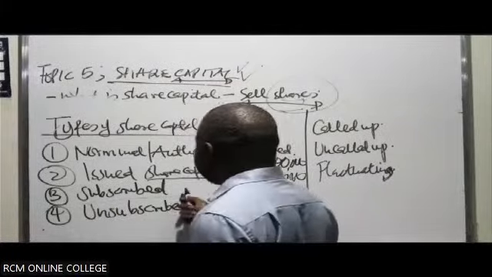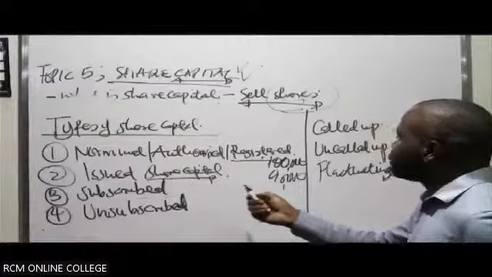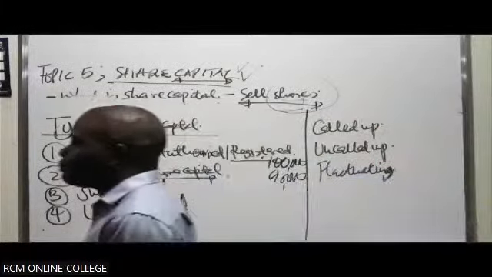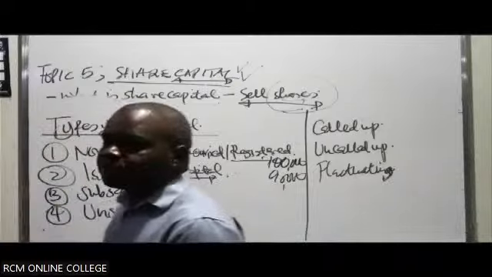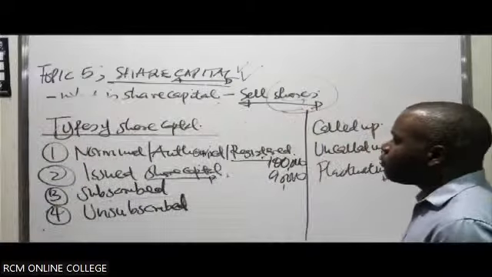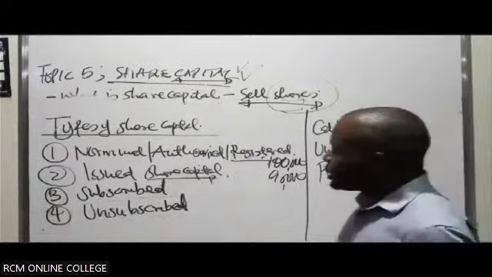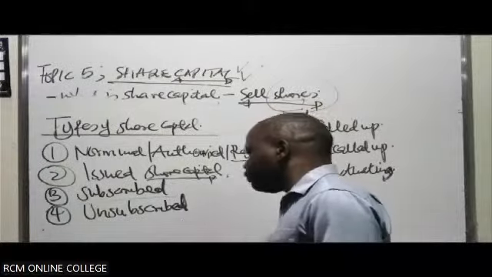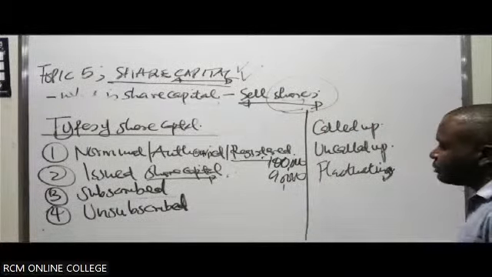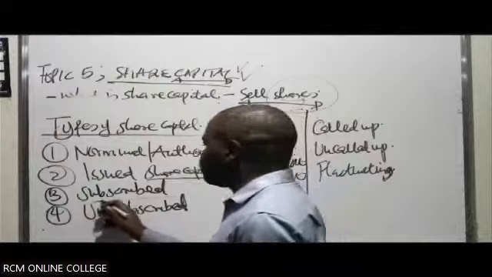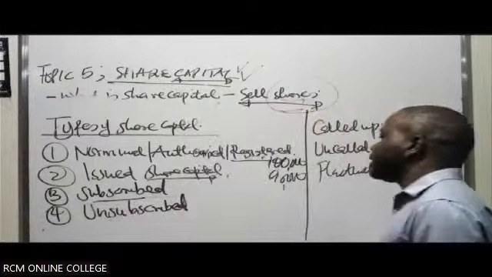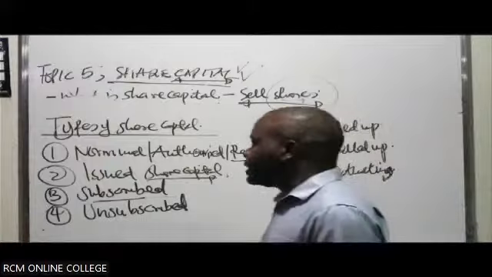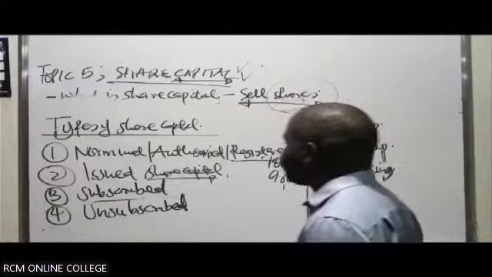Then subscribed. Once the company has issued the shares, maybe 90,000, there will be applications for allotment. People will apply for allotment. The part of the share capital which has been applied for is what we refer to as the subscribed share capital.